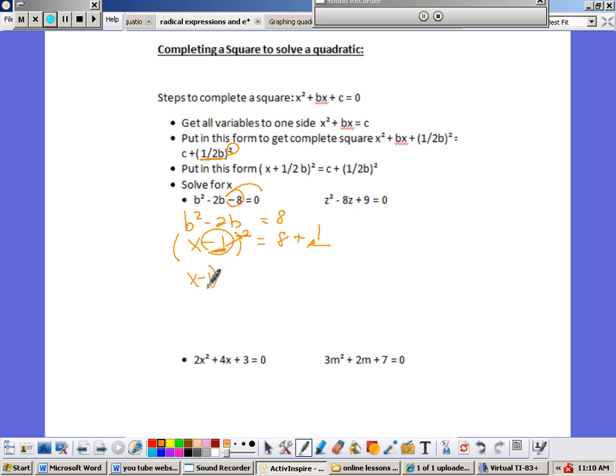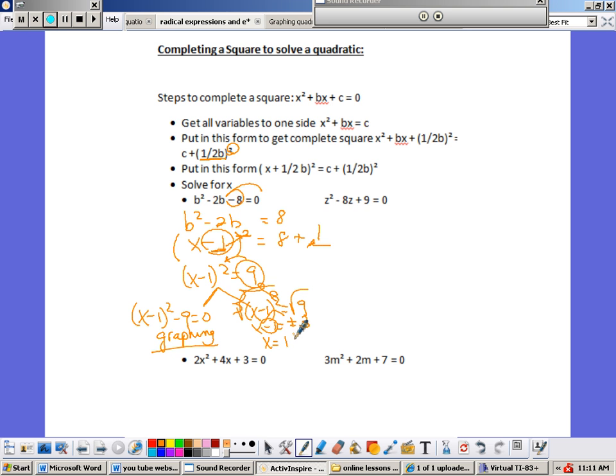So I have x minus 1 squared equals 9. Now from this point I have two choices. I could bring the 9 back over and get x minus 1 squared minus 9 equals 0. This is the graphing form. So we could use this to graph. Right now we're doing the solving form, so I'm going to take the x minus 1 squared equals 9 and square root both sides. So this disappears, and I get x minus 1 equals plus or minus 3. Move the 1. x is equal to 1 plus or minus 3. So 1 plus 3 is 4, and 1 minus 3 is negative 2.